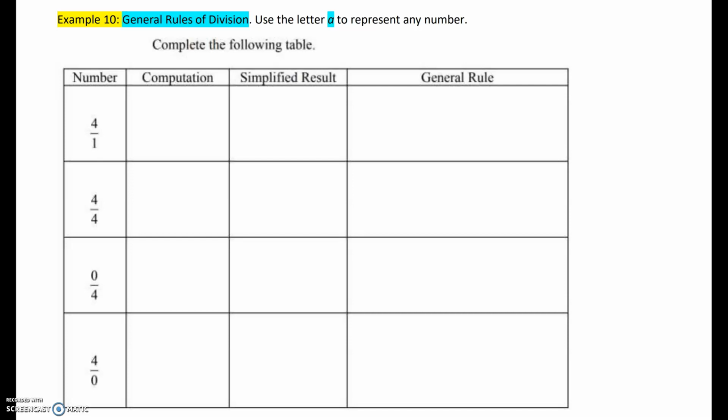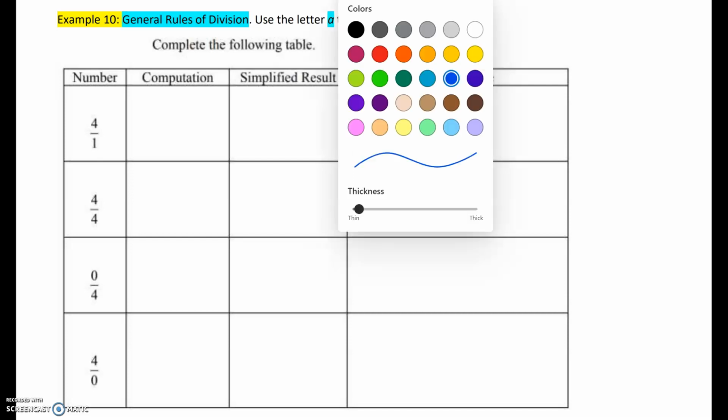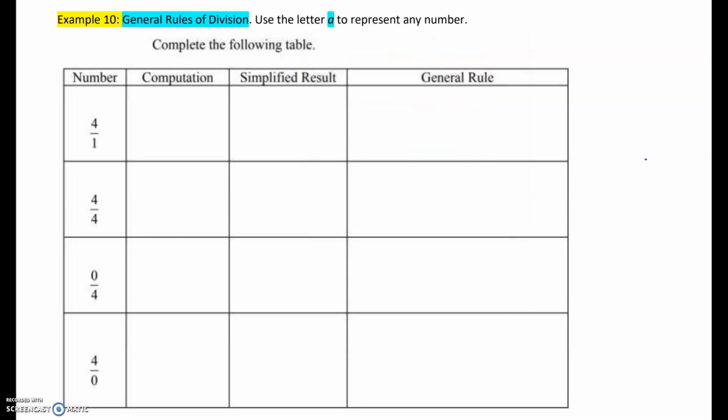Hi class, in this example we're going to look at general rules of division and also look at what formulas they actually come from. What they want us to do is to complete this chart. So the computation on the first problem is simply 4 divided by 1. The simplified result, well, 4 divided by 1 is simply 4. So you don't have to rewrite it with the division sign.